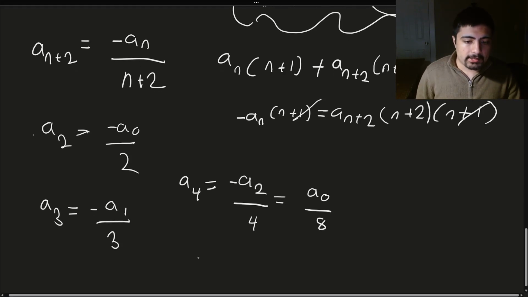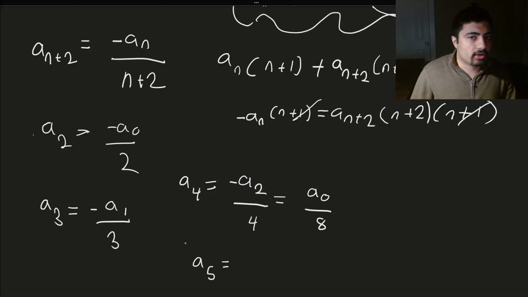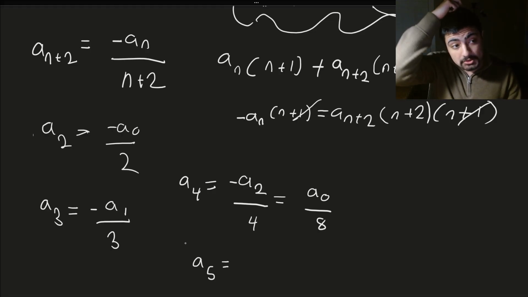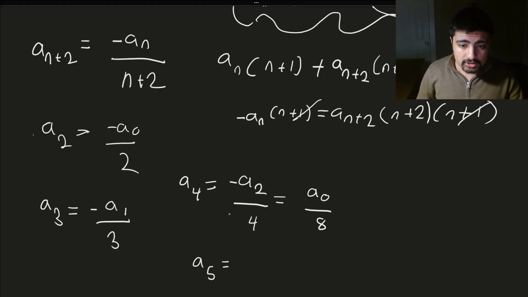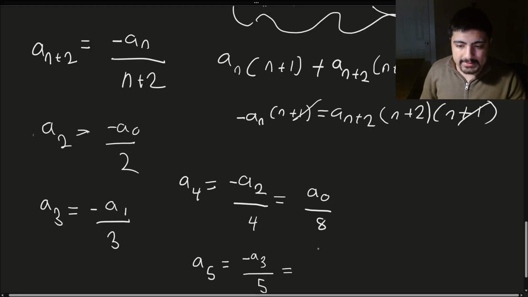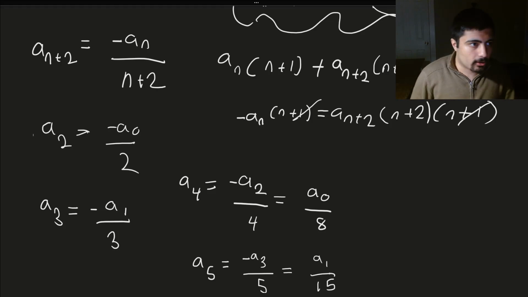Okay? And let's say a sub 5 and wrap it up, because we can keep going all day doing this. You don't have to generate all the terms. You're not expected to do that. You're just expected to be able to generate the first few terms, which we're pretty much done with. So a sub 5 will be negative a sub 3 over 5, and you can rewrite this as a sub 1 over 15. Okay, a sub 1 over 15.